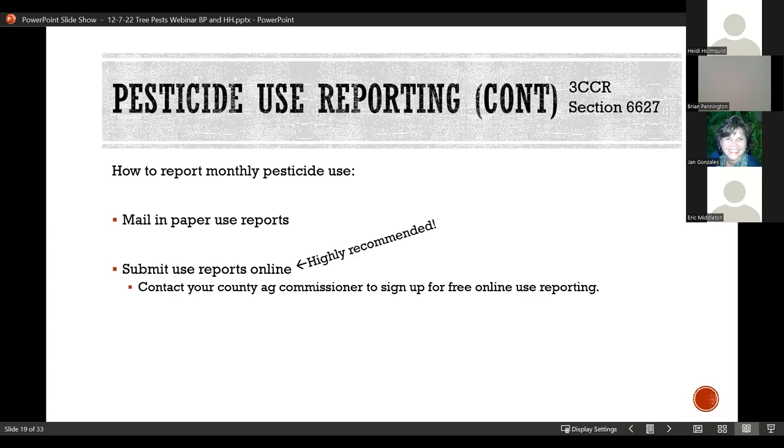Your use reports can be submitted either on paper or electronically. We highly recommend using electronic use reporting because it ensures that your reports make it to us in a timely manner and that they don't get lost in transit. Online use reporting is free and easy. You can talk to your county ag commissioner to set you up with an online account to do it.